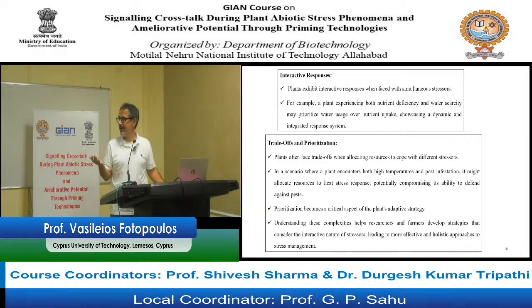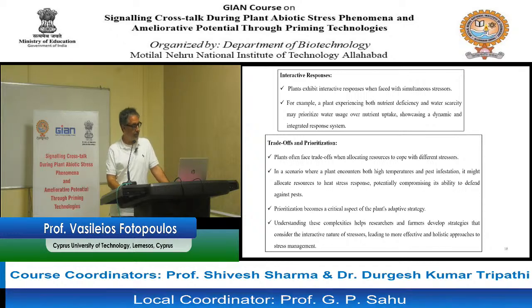So in a scenario where a plant encounters both high temperatures and, for example, pest infestation, like I mentioned before, it might allocate resources to the heat stress response, but this might compromise its ability to defend against the insect. Okay? So this makes it very obvious that it is a critical aspect to prioritize the plant's adaptive strategy. See what represents the major threat and try to address that threat first. So understanding these complexities helps researchers and farmers to develop strategies that consider the interactive nature of stressors, leading to more effective and holistic approaches to what we call integrated pest management and stress management.